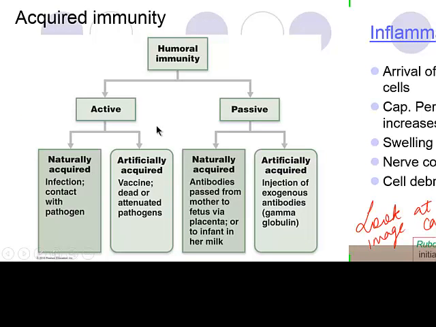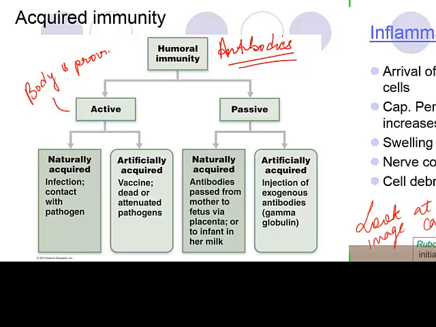Okay, in humoral immunity, we have something called acquired immunity, and this is divided into two types. One is called active acquired immunity. Humoral immunity is where antibodies are seen. It acts through the production of antibodies. In active immunity, the body is provoked, and your body produces the antibodies. So that's active. The body is actively doing some work.